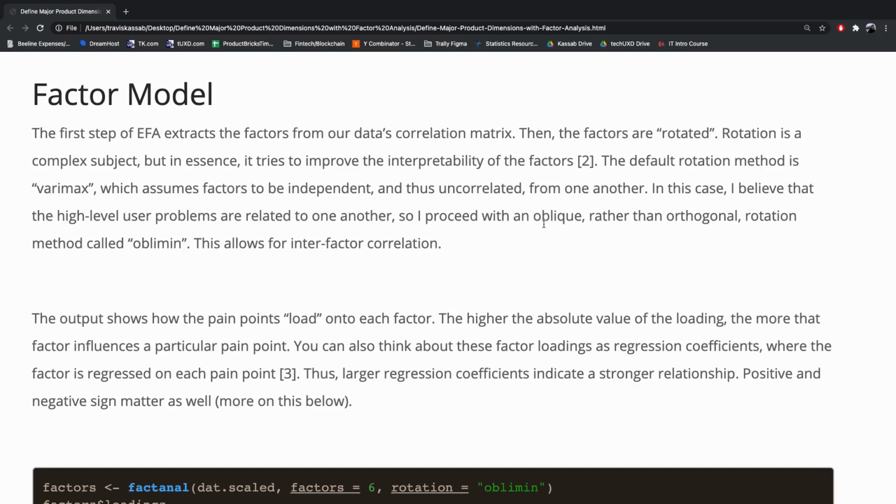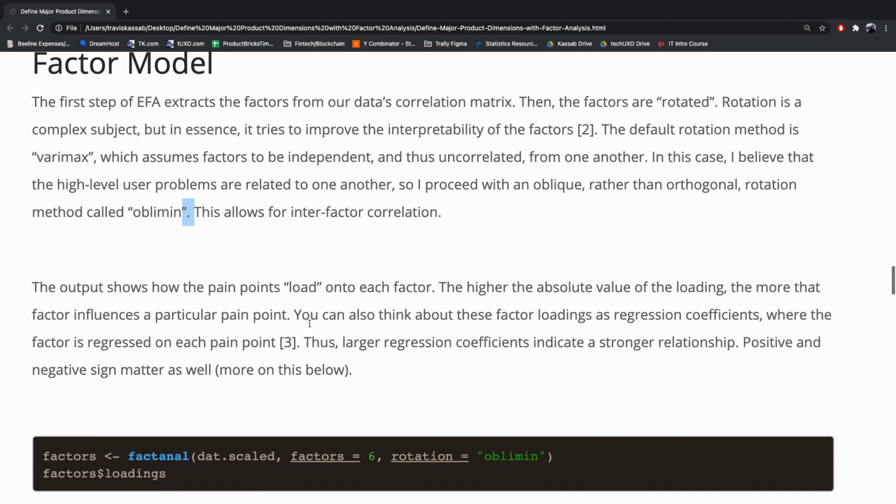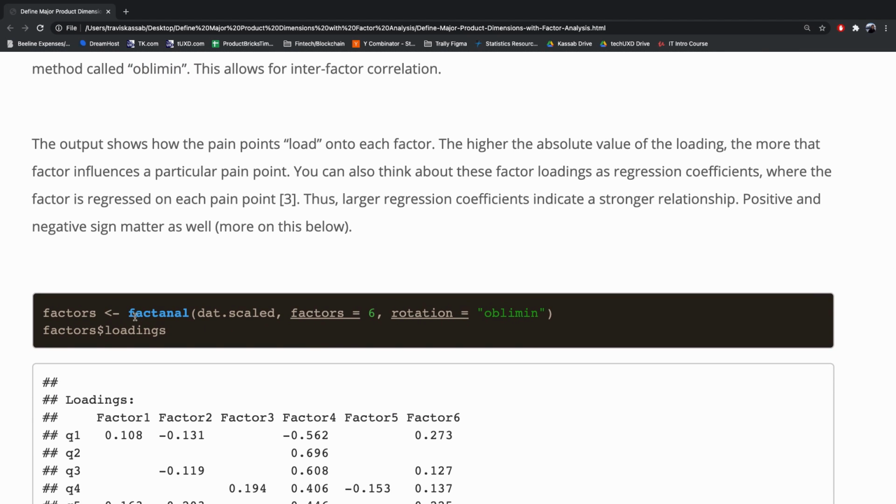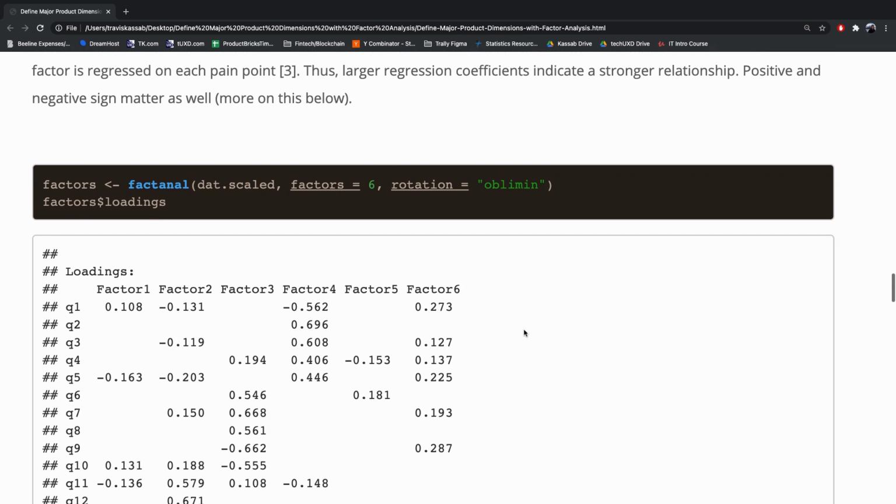In this case, I do believe that the factors or the user problems could be correlated with one another. So I proceed with an oblique rotation by calling something called oblimin in the function below. So factanal is the function that we use to fit this factor analysis model. I specify 6 factors based on the scree tests and eigenvalue tests that we saw above, and then oblimin, because I'm assuming that our factors can be correlated with one another.